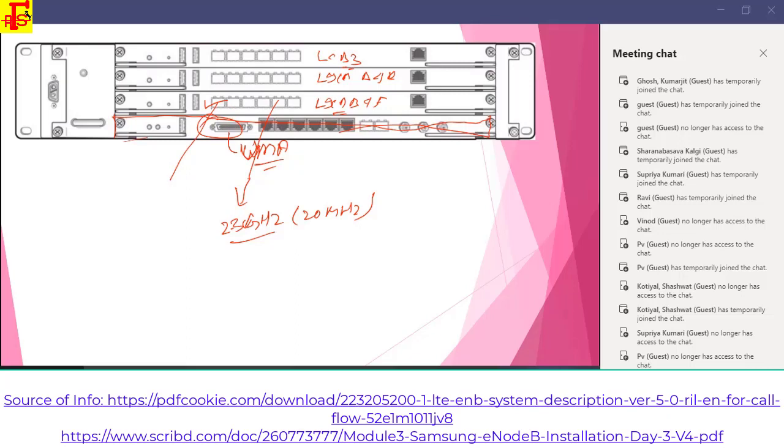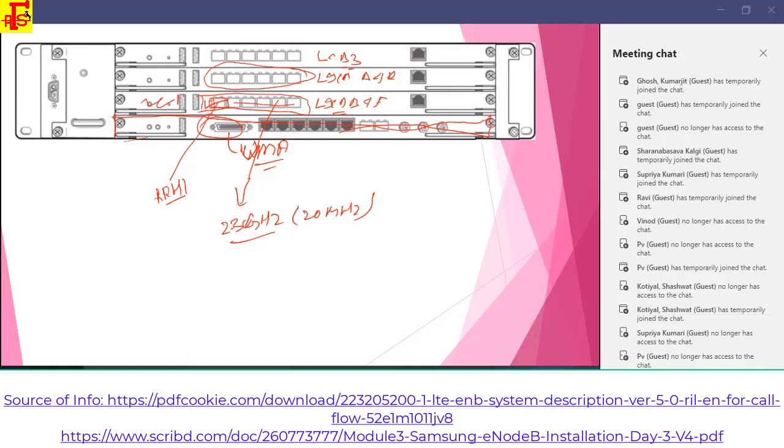Suppose this first CPRI cable is connected, RRH 1 is connected. So in total how many CPRI can we connect? Total 6 CPRI we can connect, right? So 6 cells we can grow with this eNodeB from the one channel card. From this channel card, a total of 6 cells we can grow, because 6 ports are there. On every port we can connect one RRH, right? So 6 ports, 6 RRH will be connected.